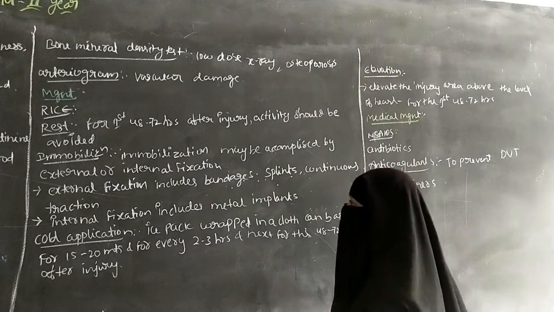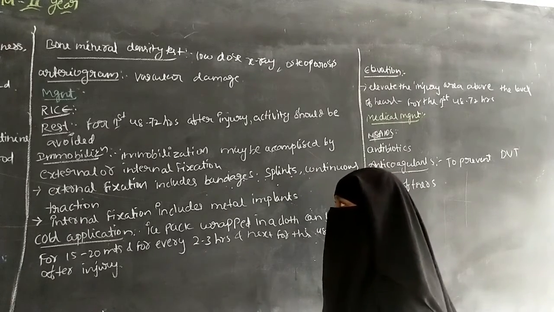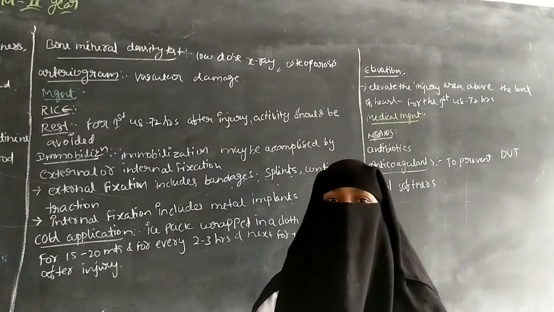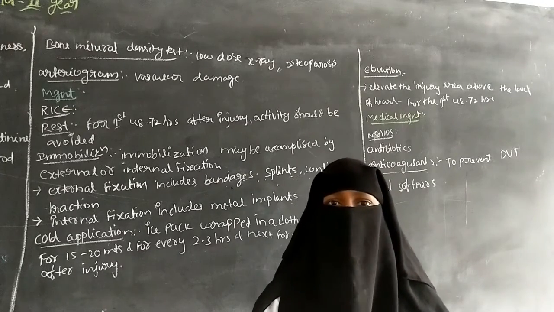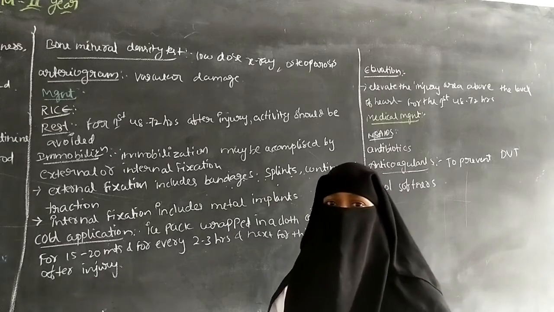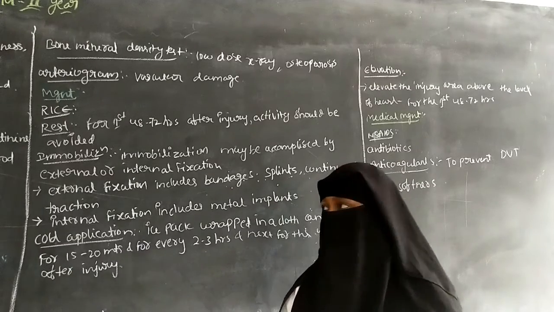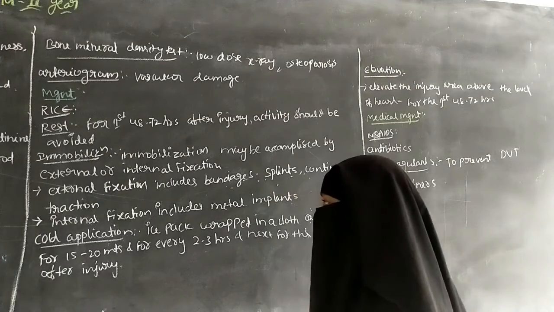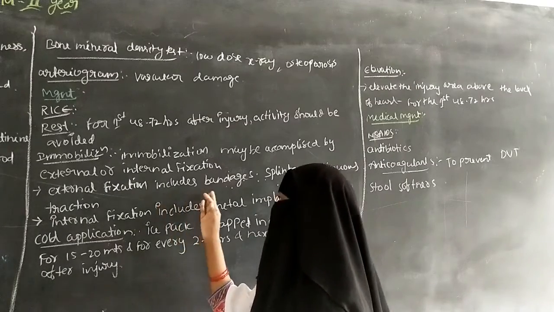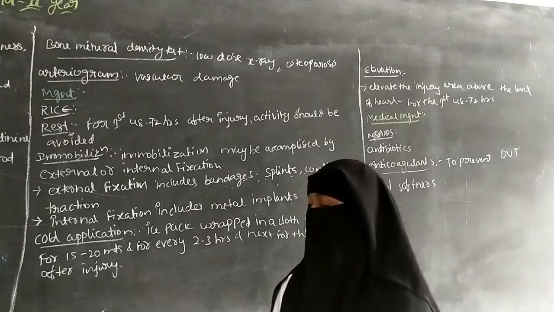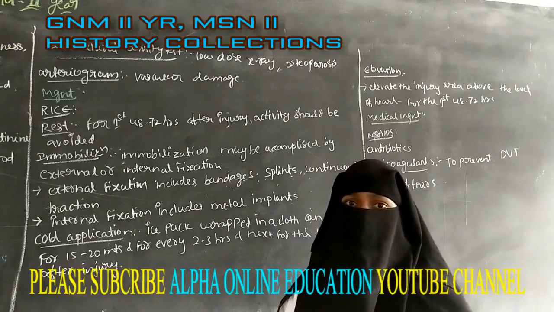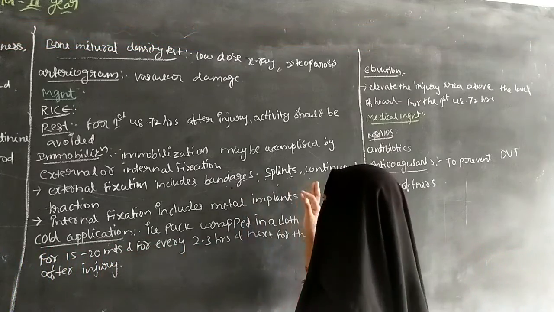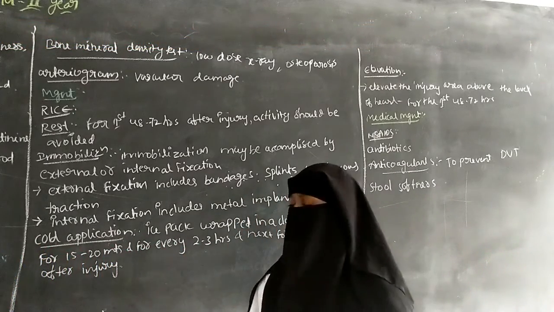Immobilization may be accomplished by external or internal fixation. Immobilization is very important during fractures. So a fractured bone can be immobilized by external and internal fixation. External fixation includes the bandages, the splints, and continuous traction.